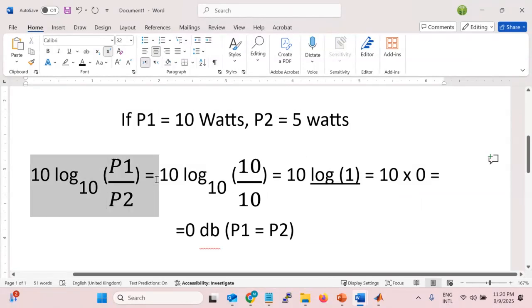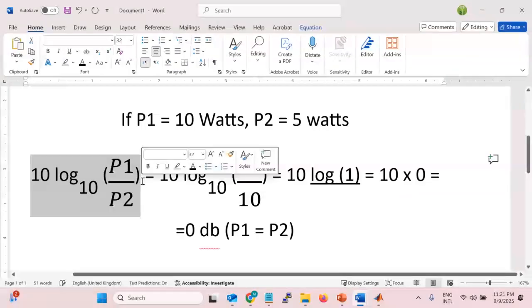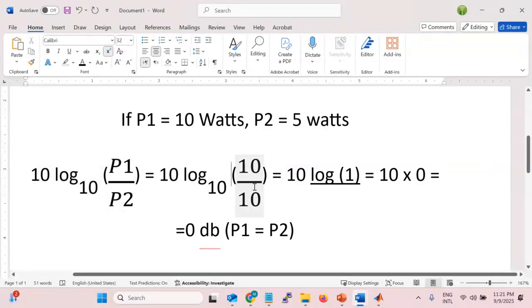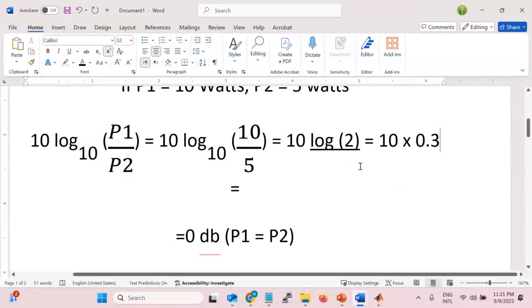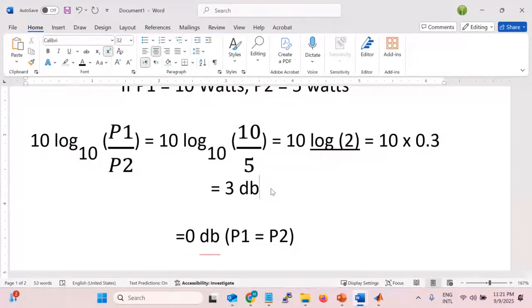When using this equation, 10 log P1 divided by P2 equals 10 log 10 divided by 5. 10 log 10 divided by 5 equals 10 log 2. What does log 2 equal? It equals about 0.3. So 10 times 0.3 equals 3 dB.